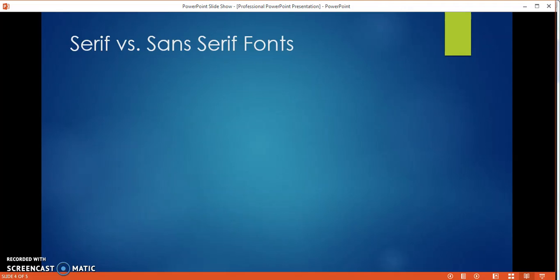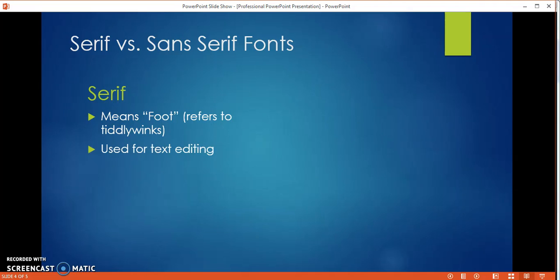So what's sans serif? Sans serif and serif, those two font styles, serif means foot, which refers to those little tiddlywinks on the ending of different words, those different letters. So that's going to be used for text editing, those types of fonts are. Examples of those would be Times New Roman. You want to use serif fonts when you're writing full essays and papers. That's why we always encourage students and professionals to type in Times New Roman font when they're writing paragraphs or essays.